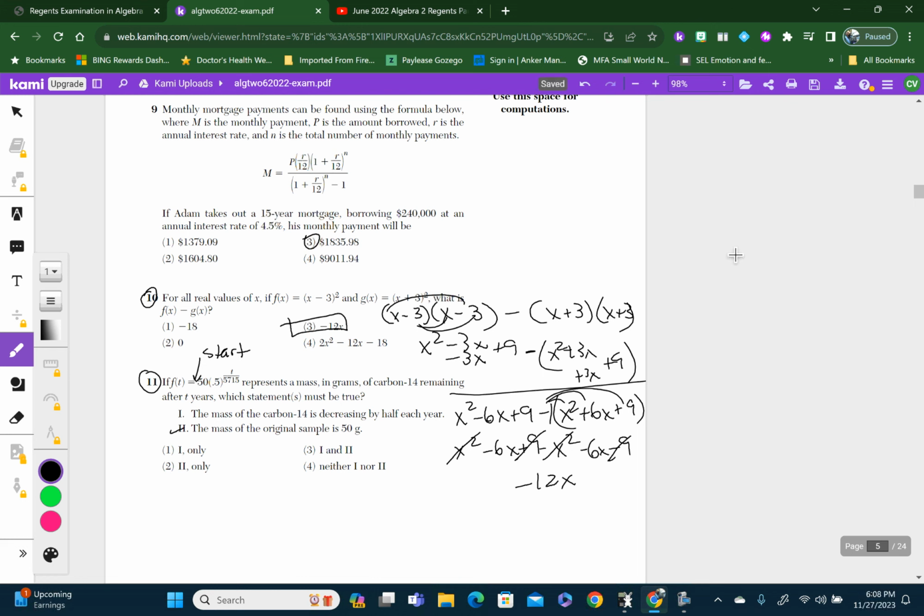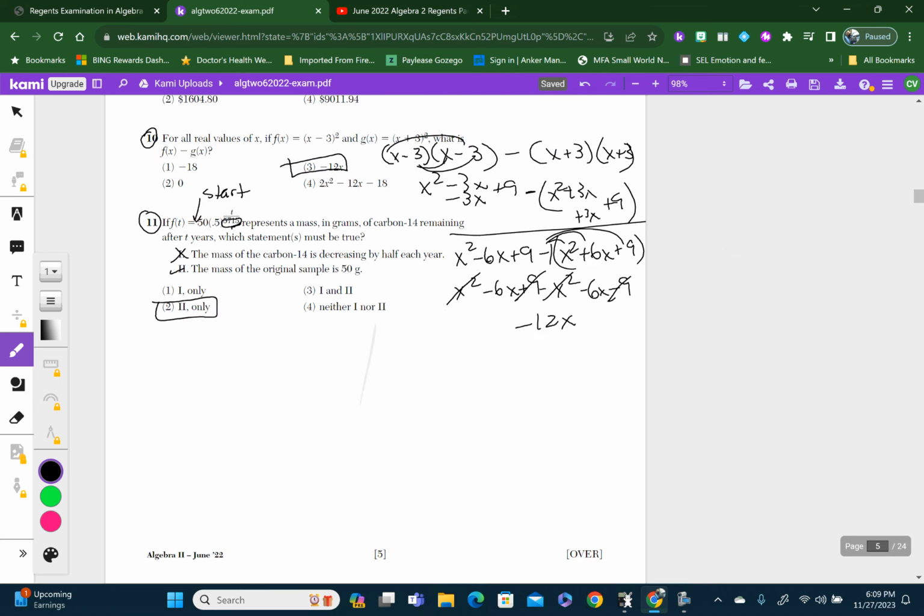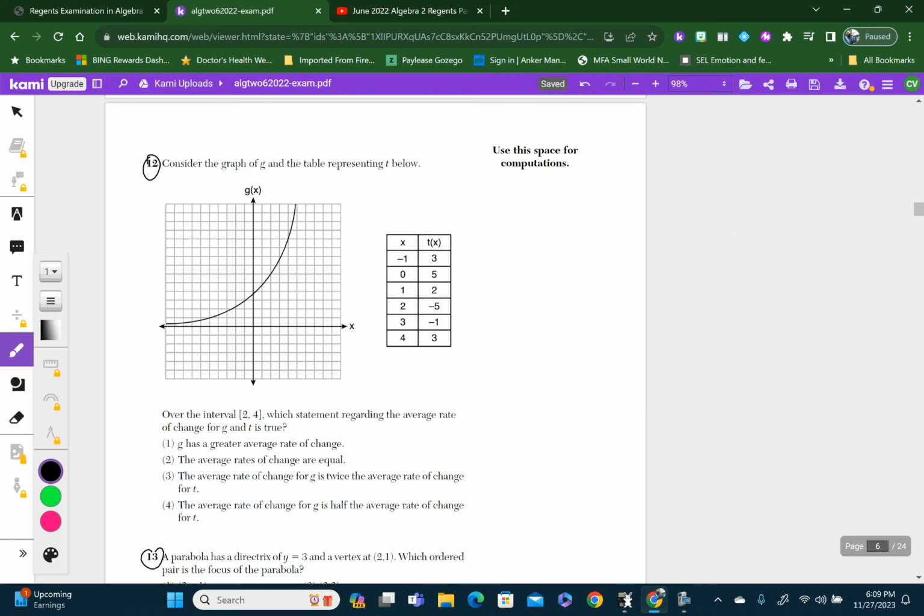And then the next one says the mass of the carbon-14 is decreasing by half each year. And that is not true. What's happening here is it is decreasing by half every, whatever this number is on the bottom, 15 years. So option number 1 is not true, so the only one that is true is option number 2. If you didn't get that one, no biggie, right? That's one of the ones that either are hit or miss.